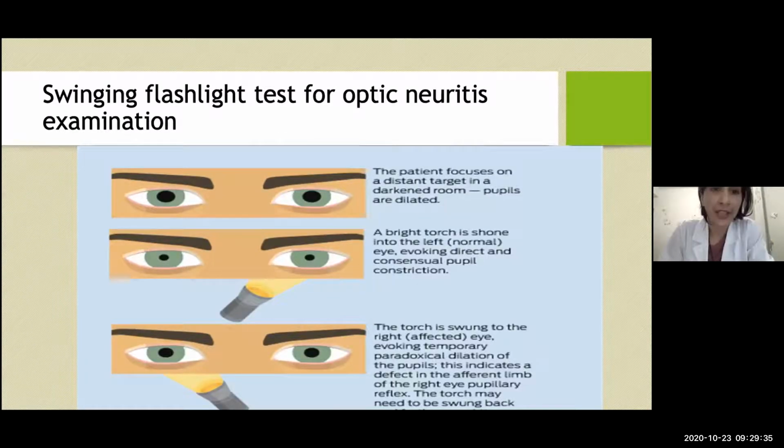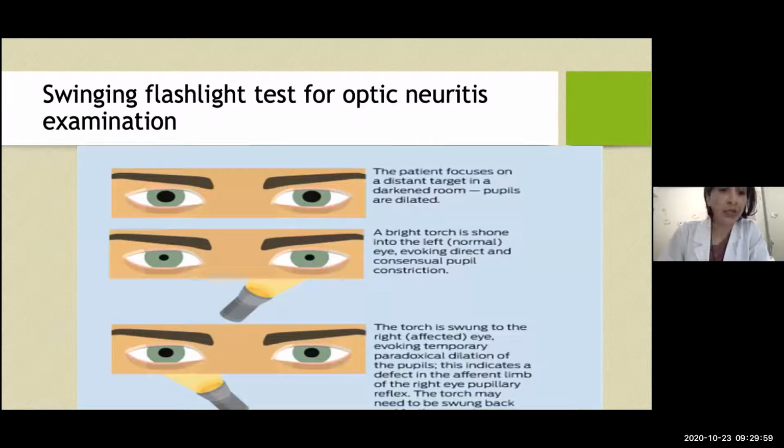So, swinging flashlight test for optic neuritis examination. For this, you have to ask the patient to focus on a distant target in a dark room. Pupils will get dilated, and then you show the bright torch on the normal eye, which is the right eye in this slide. That will start the direct and consensual pupillary constriction.